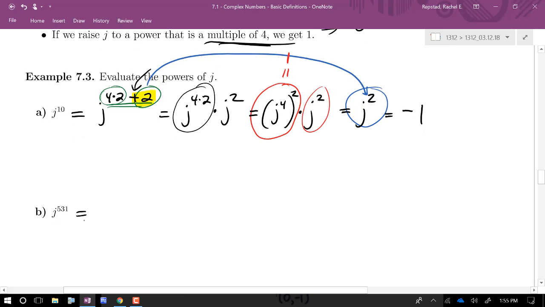So if we could really just figure out what this remainder is when we say that 10 is 4 times 2 plus 2, the important part of that is saying that 10 has a remainder of 2 when we divide it by 4.